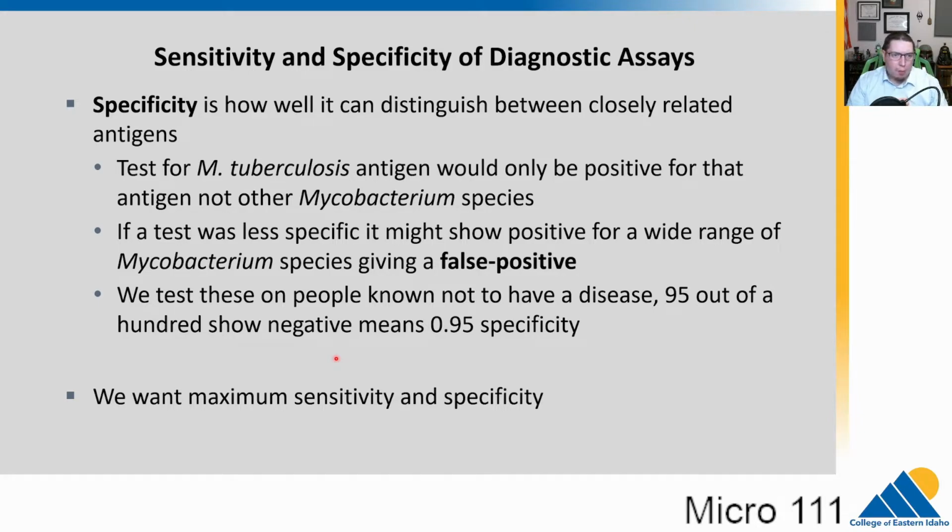Tests for the Mycobacterium tuberculosis antigen should only be positive for that antigen and not other Mycobacterium species like Mycobacterium leprae, right? That's an example there. If a test is less specific, it might show positive even if we have other antigens in there. That gives a false positive in this case. So again, we can test this, and ideally, we want the maximum sensitivity and the maximum specificity. But again, we don't always get that.